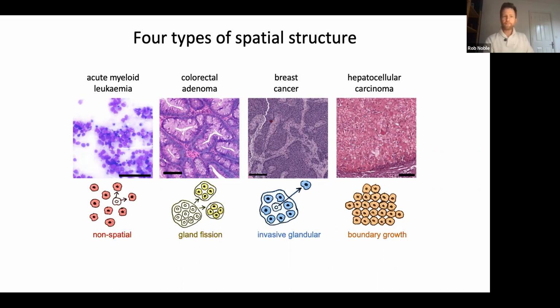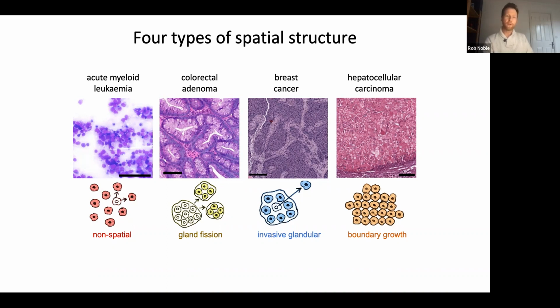Colorectal adenoma. This is a system that's been very well studied and is thought to grow through gland fission. So you have these glands which contain several thousand cells, and the tumor grows by these glands splitting, and the daughter glands then proliferating until they get as large as their parent, and then they split and so on. And again, this system has been recapitulated in various mathematical models in the past.